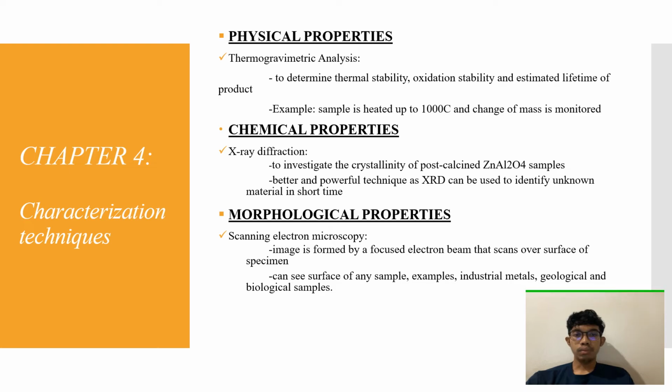For chemical properties, we use X-ray diffraction, to investigate the crystallinity of the post-calcined ZnAl2O4 samples. This is a better and powerful technique as XRD can be used to identify unknown material in a short time. For morphological properties, we use scanning electron microscopy, where the image is formed by a focused electron beam that scans over the surface of the specimen. It can see the surface of any sample, for example industrial metals, geological and biological samples.